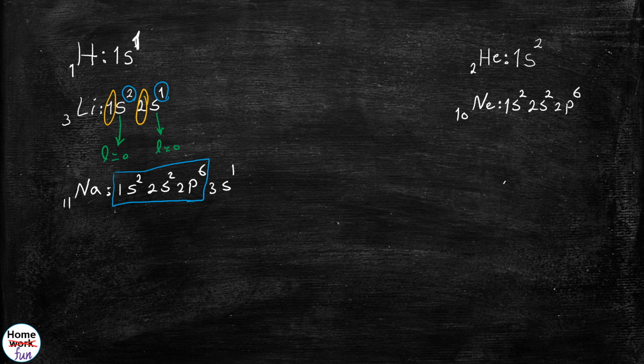So we have another notation for electron configuration. We call it noble gas notation. So instead of writing so much for sodium, we can do a shortcut and say Na with atomic number 11. I put the neon in square brackets.